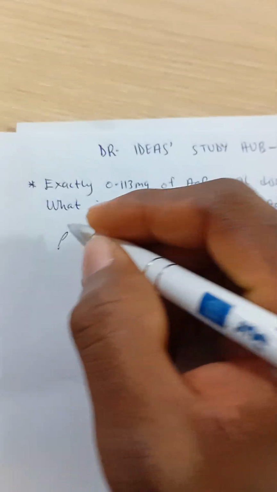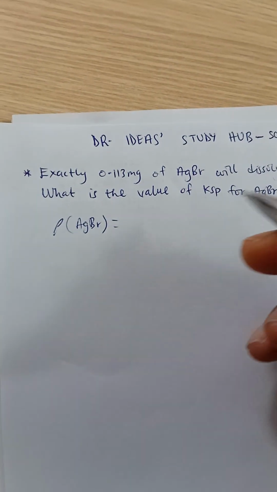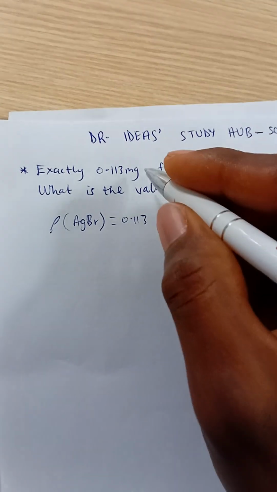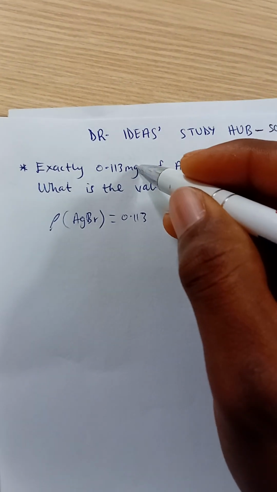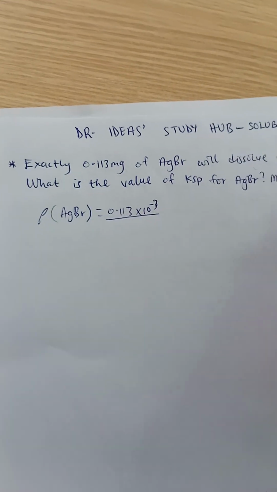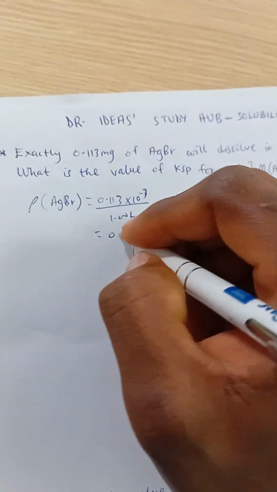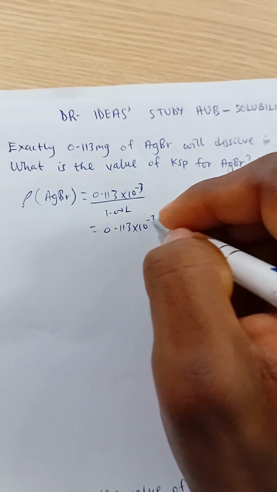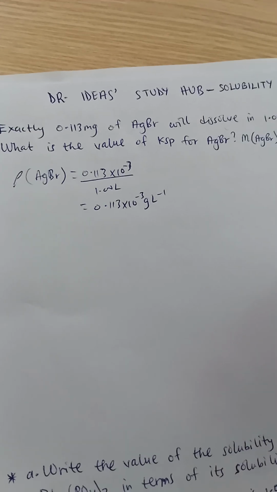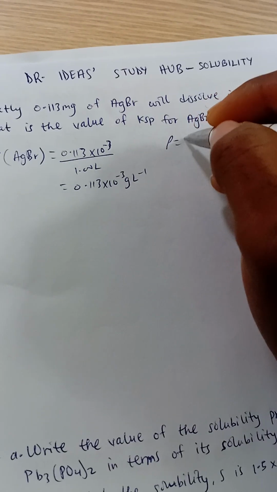So we can get the mass concentration of the silver bromide to be equal to the mass, 0.113 milligrams. Remember we did prefixes, so milli is 10 to the power minus 3, over the volume we're given, 1.00 liters. We are basically going to get 0.113 by 10 to the power minus 3 gram per liter. Now we have to convert this to molarity. So rho equals MC.